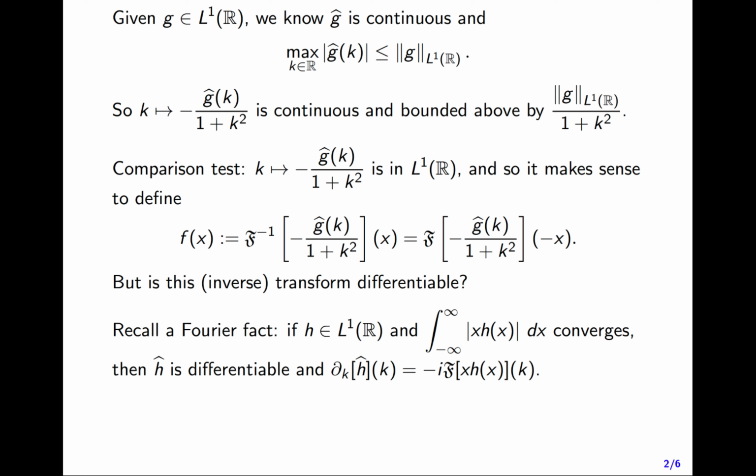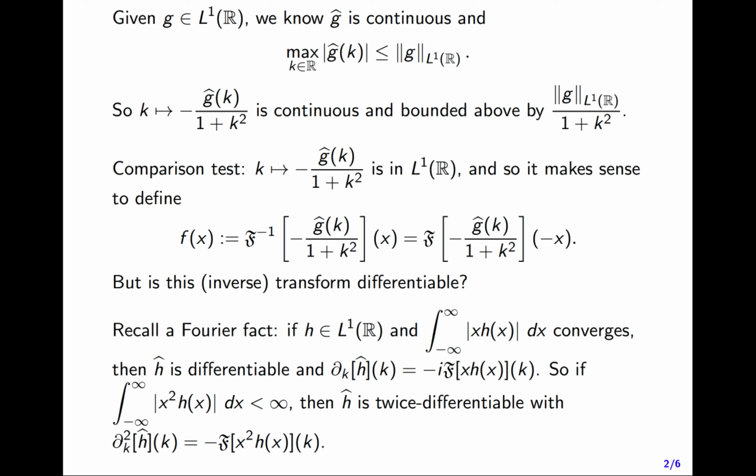So that's one derivative of the Fourier transform, but we have a second order differential equation here. So if we want to do two derivatives, we would want the integral from minus infinity to infinity of the modulus of x squared h of x to converge. And then h hat is twice differentiable, and its second derivative will be minus the Fourier transform of x squared h of x at k. So if I do the first derivative, I get a factor of minus i. If I do the second derivative, I get a factor of minus i quantity squared, which gives me just the plain old minus in front of the F here.